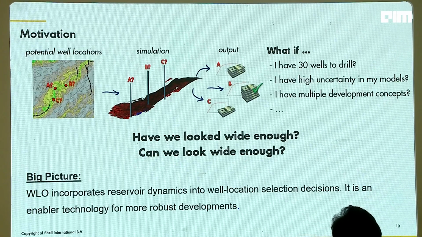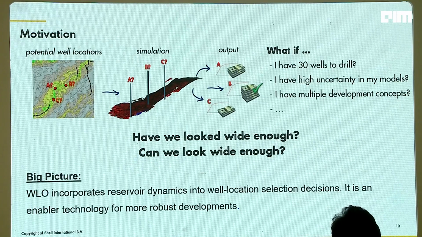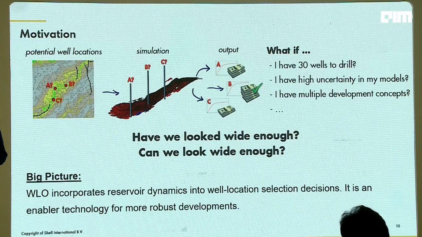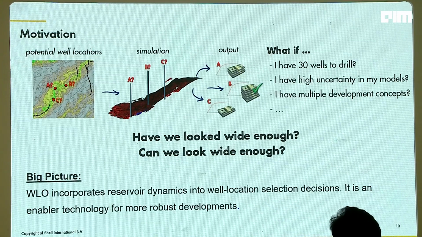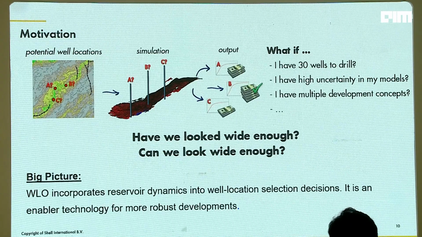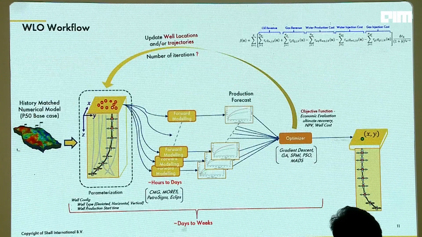So basically the motivation is, of course, you have n possible locations where you can drill, and you try to figure out which is the best location out of maybe 30 well drill locations. What we try to understand is whether we looked wide enough, or whether we can look wide enough. That's all we are trying to solve in this well location optimization problem.